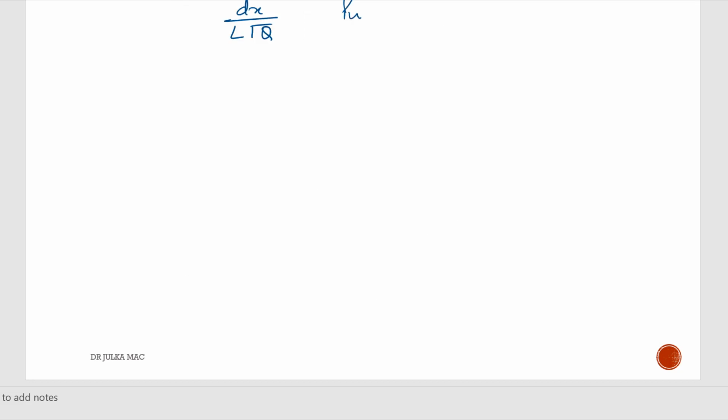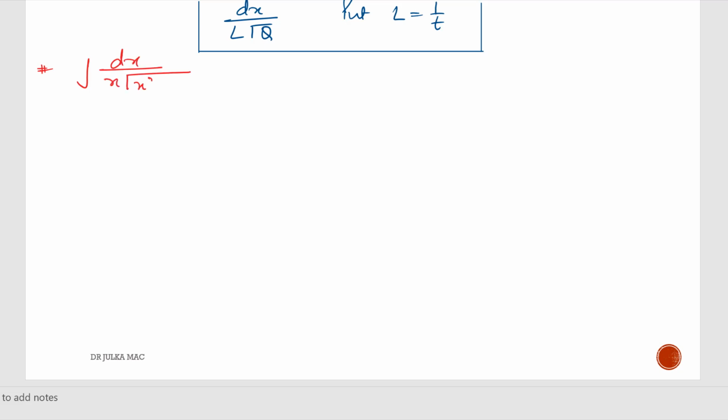Next point, whenever we have dx divided by linear into root quadratic, in this kind of question we'll put linear equals to 1 by t. We can explain with the help of an example. We have a question dx divided by x in the root of x square minus 2x. It's a case of linear into root quadratic in denominator.